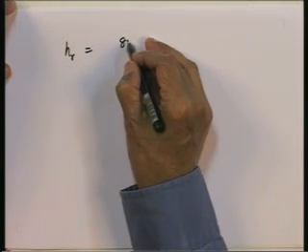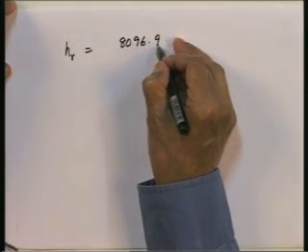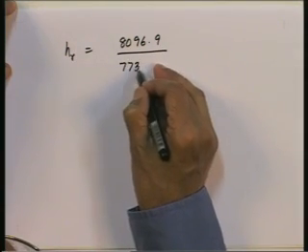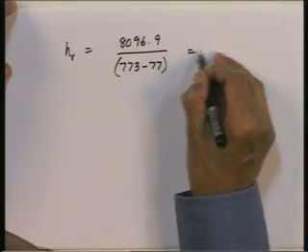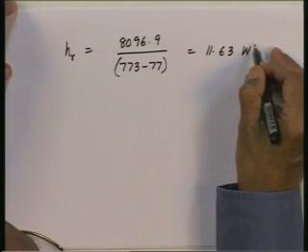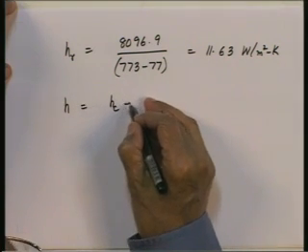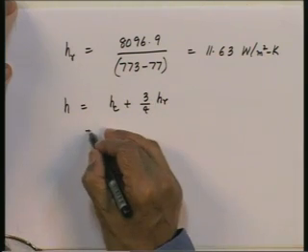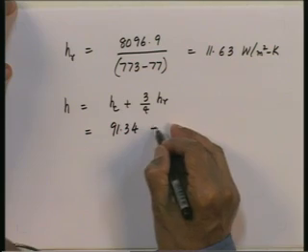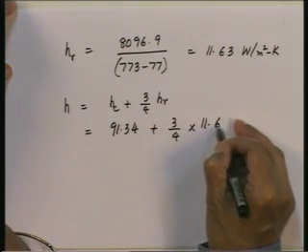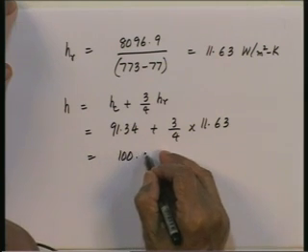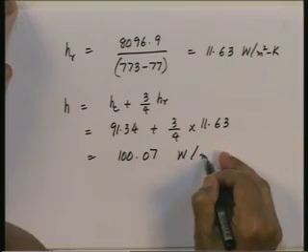And now, from this I calculate HR. HR is equal to the heat flux in radiation, 8096.9, divided by the temperature difference 773 minus 77, which comes out to be 11.63 watts per meter squared Kelvin. Therefore, the total heat transfer coefficient is Hc plus 3/4 HR, which is 91.34 plus 3/4 into 11.63, which is equal to 100.07 watts per meter squared Kelvin.